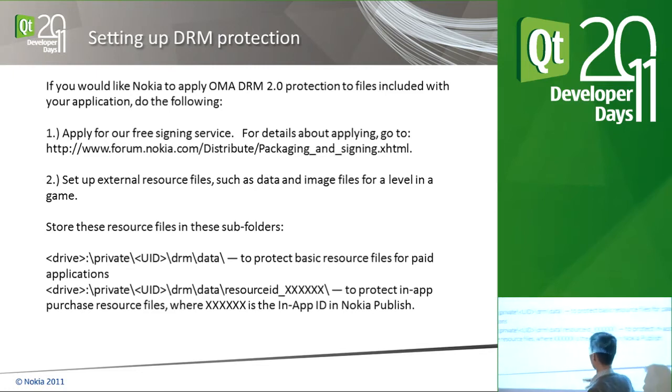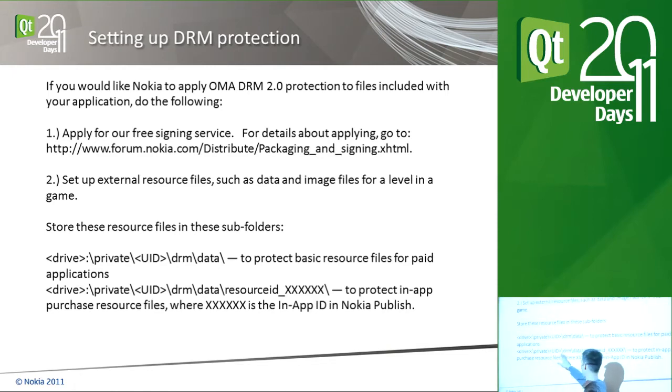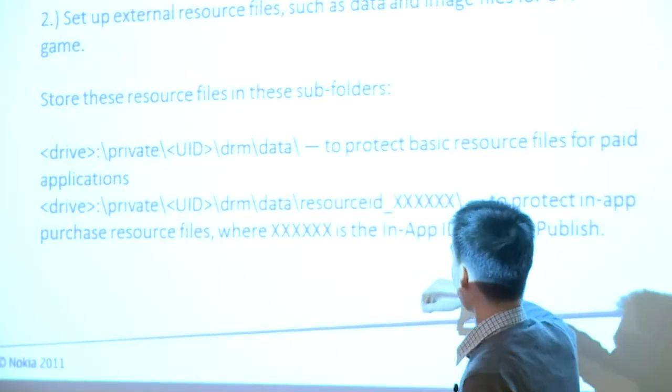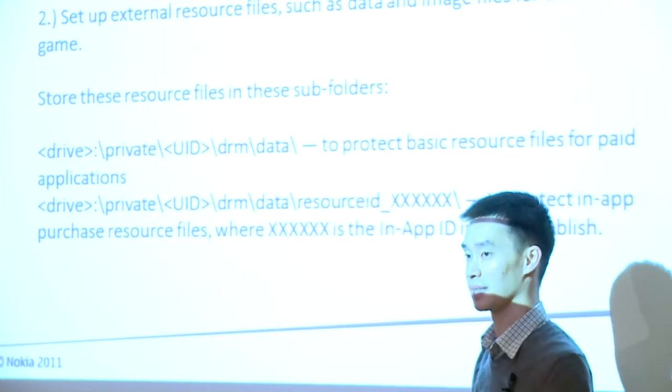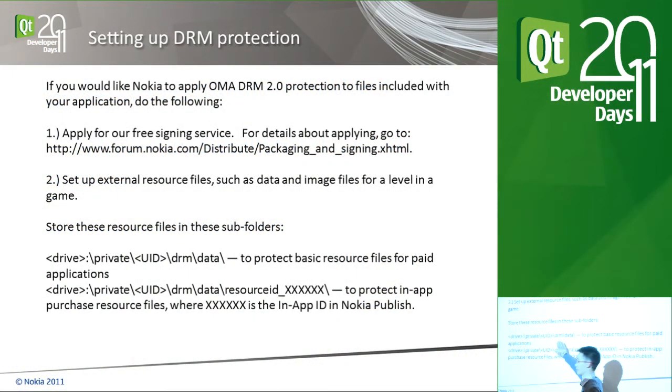So we have, I'll start with this first. We talked about the 6-digit in-app ID. So you need to specify within your private folder, DRM, data, resource ID, and then your in-app ID. So you place any resource files that you would like encrypted into this subfolder. You can also encrypt resources that are outside of your in-app purchase content. So you place them within the DRM data subfolder.